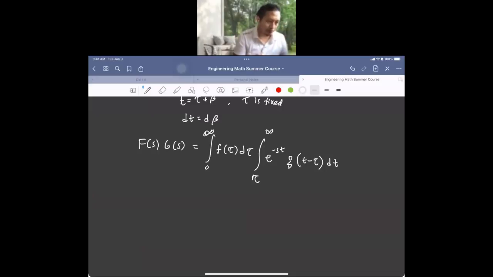Since f and g are piecewise continuous and of exponential order, it is also possible to interchange the order of integration. So if we want, we can also interchange the order of integrations.